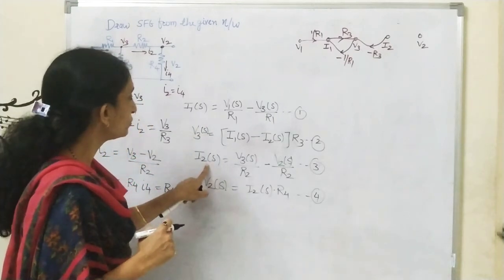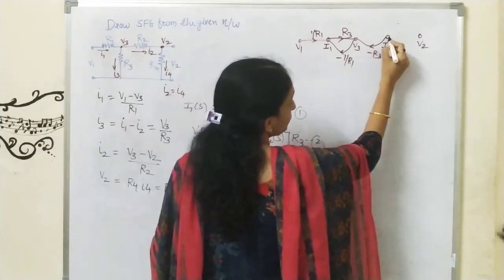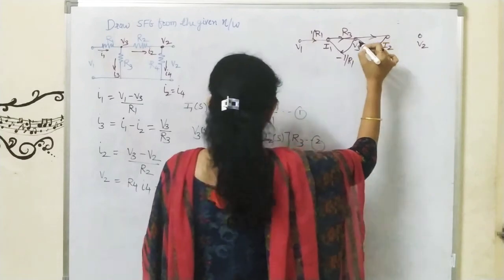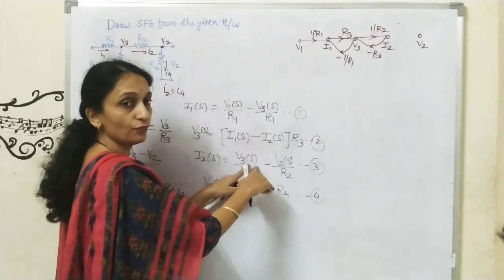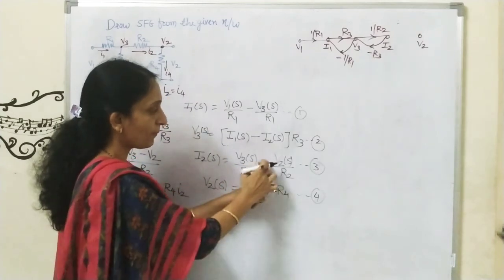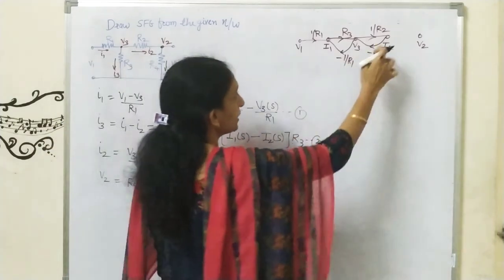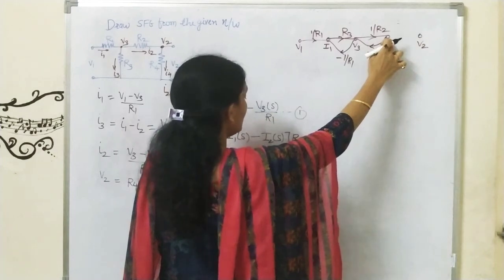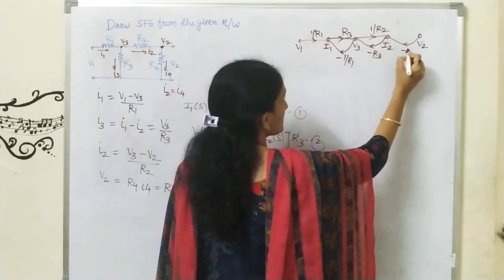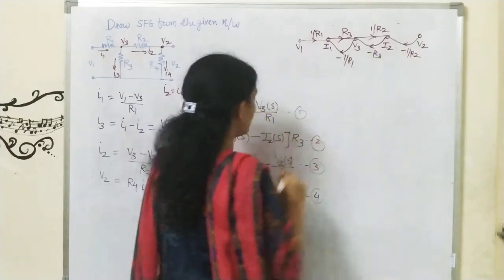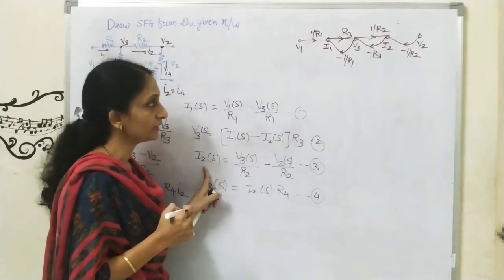Now next, I2 of S is equal to 1 by R2 into V3. So this I2 is equal to 1 by R2 into V3. Now see here, minus 1 by R2 into V2 is equal to I2. So again feedback, minus 1 by R2 into V2 is equal to I2. So we have completed equation number 3.